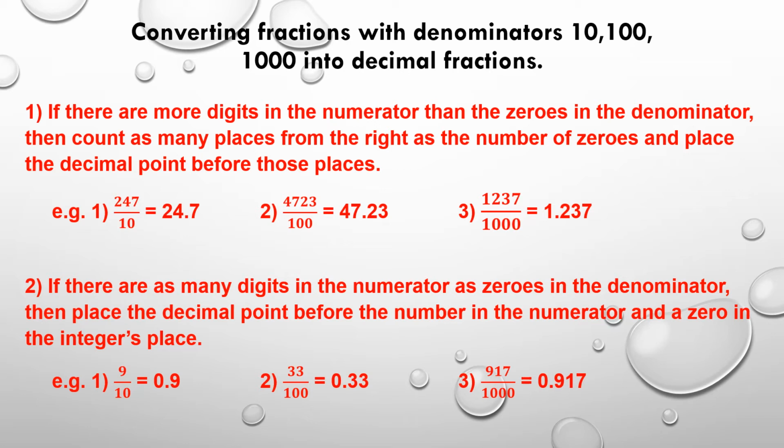Third, 1237 upon 1000 is equal to 1.237. Second, if there are as many digits in the numerator as zeros in the denominator, then place the decimal point before the number in the numerator and a zero in the integer's place. For example, 9 upon 10 is equal to 0.9. Second, 33 upon 100 is equal to 0.33. Third, 917 upon 1000 is equal to 0.917.